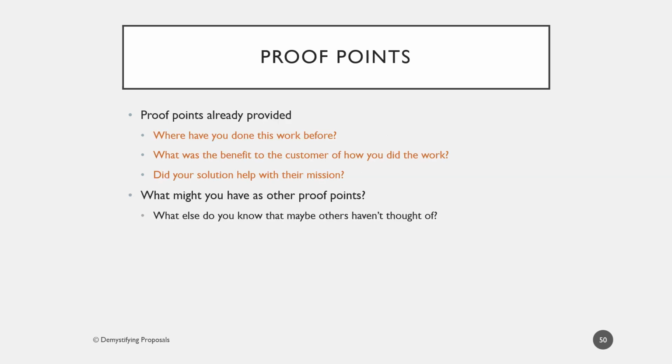Again, we provided the proof points in our example, but if you are working on a proposal, where have you done this work before? What was the benefit to the customer of how you did the work? That's the so what, right? So not only did you do the work, but there was a benefit to the customer in how you did it versus the next guy. Did your solution help with their overall mission? Did your solution do things faster, better, cheaper? There's all kinds of words and languages that you want to use to create proof points. What else do you know in your section that might help somebody else in their section as a proof point? So don't forget your proof points. It would be good if they marry across.